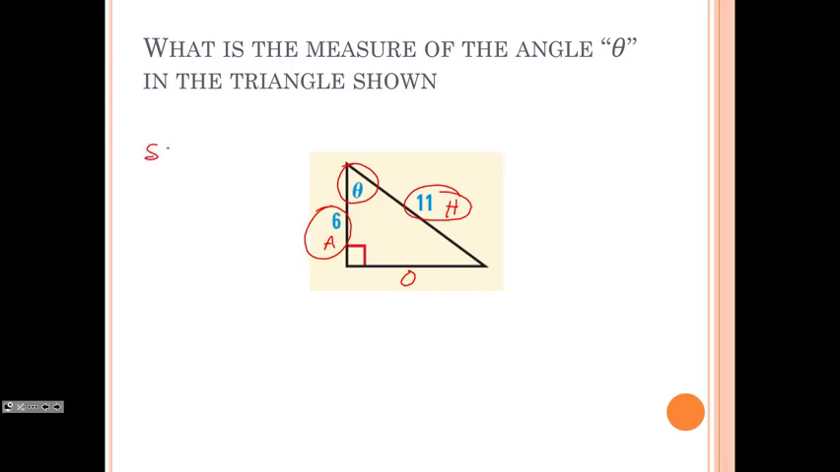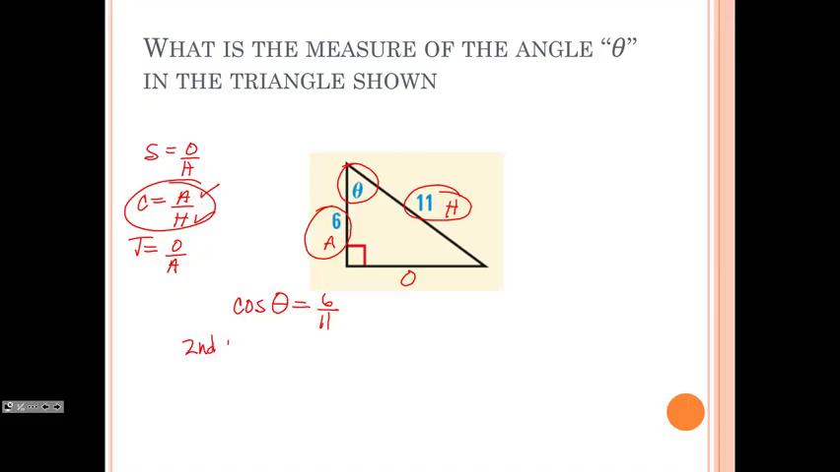So I'm thinking to myself, sine is opposite over hypotenuse, cosine is adjacent over hypotenuse, and tangent is opposite over adjacent. What we need is the adjacent and the hypotenuse side, which is the cosine. So right now we're going to take cosine. Theta equals the adjacent, make sure you put in this order, 6 over the hypotenuse, 11.